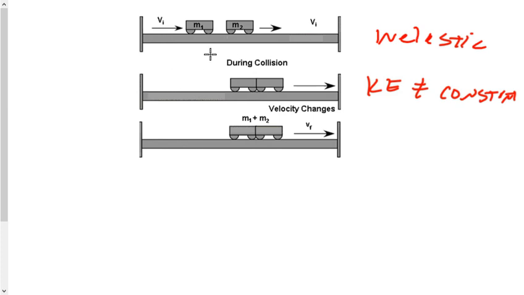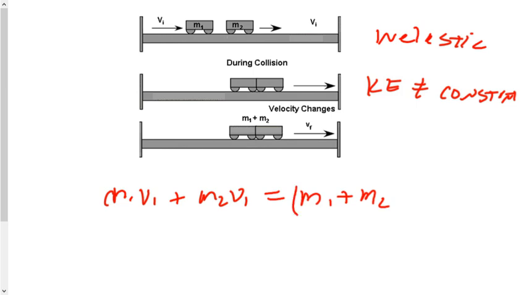So let's take a look at these two cars here. We've got velocity 1 here for this mass, and then we have velocity 1 for this mass here. After they collide, the two come together, and the velocity decreases. So an inelastic collision has a general form of something like this: m1 v1 plus m2 v1, and these two v1s don't have to be the same, equals m1 plus m2 times some common v final.